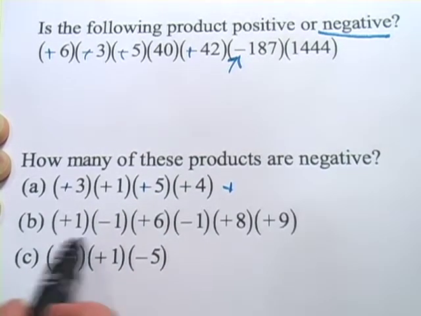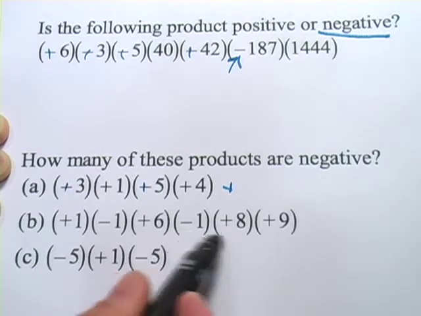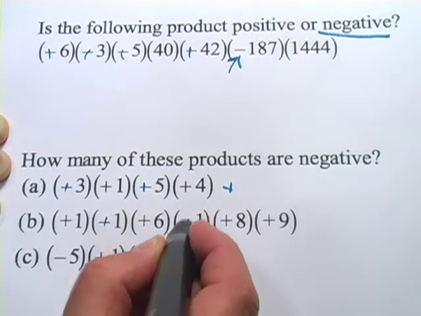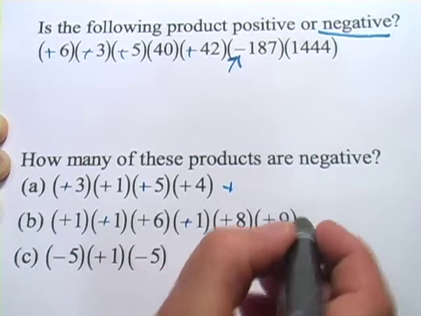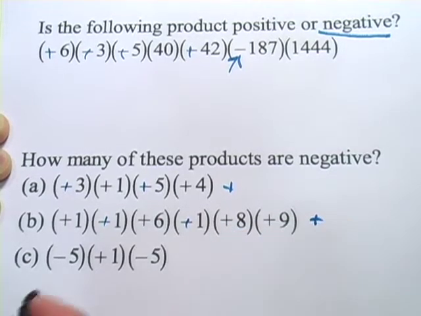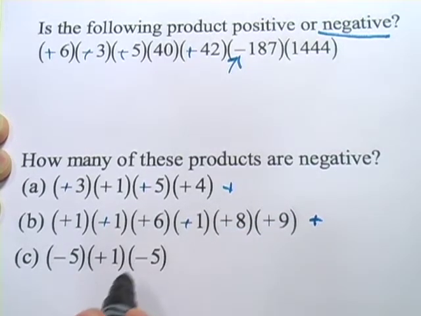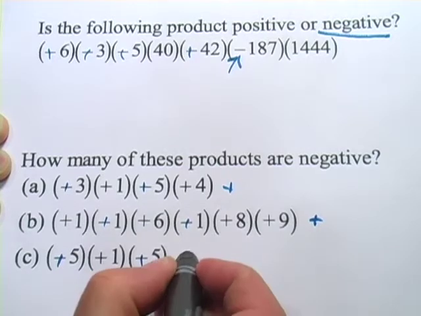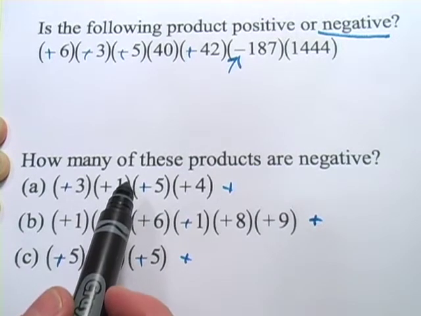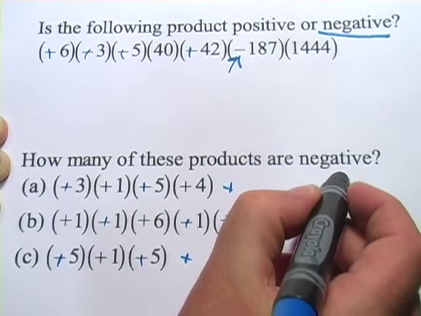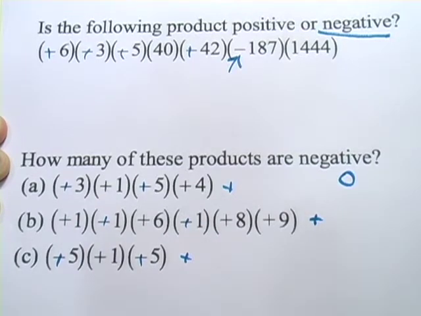The next one, we've got 1, 2 negative signs again. Every 2 negative signs turns positive, so that one's positive. And the last one, we have 1, 2 negative signs again, so that one's positive. So to answer their question, how many of these products are negative? None of them are. 0. So that's a little bit about multiplying with negative signs.